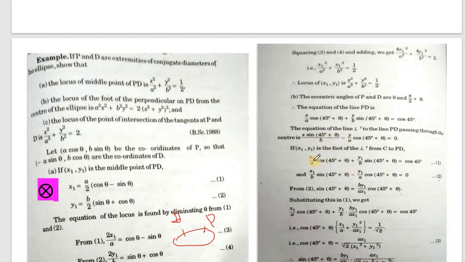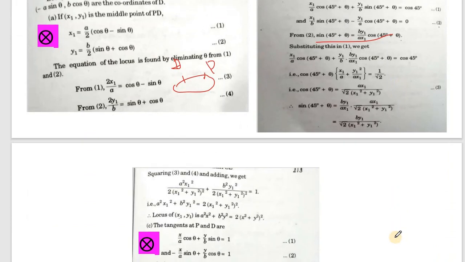So this is what we have. Now if x1, y1 is the foot of the perpendicular from C to PD, then it has to lie on the equation. So you have this. From this, what sine and cos are you will also get, but that could be discussed later. Now substituting this in 1, we get this. So we'll have to drop the suffix to get the locus.